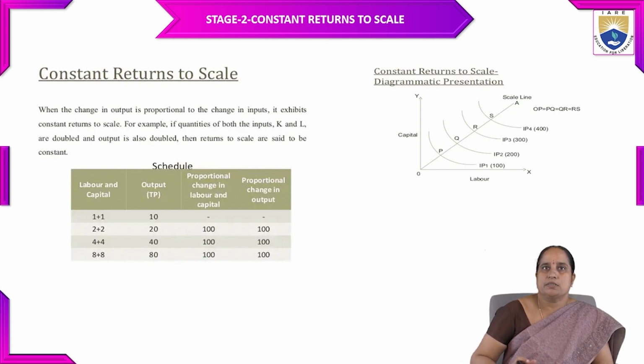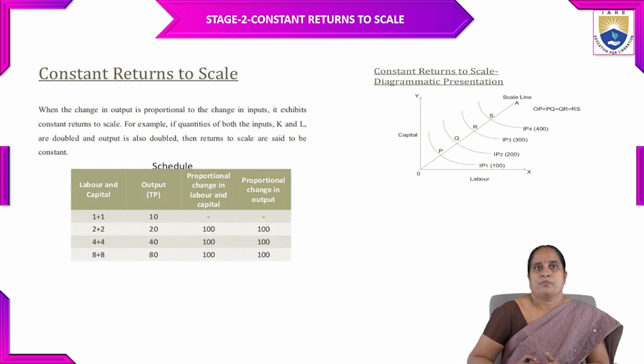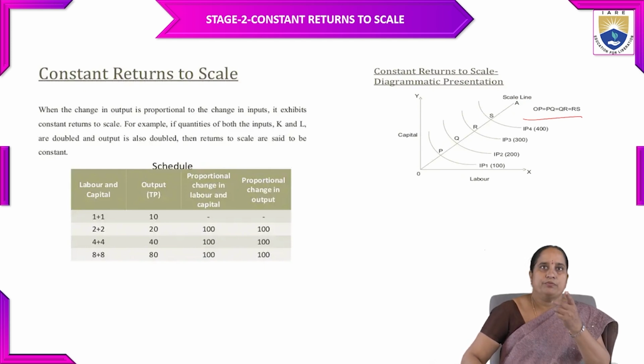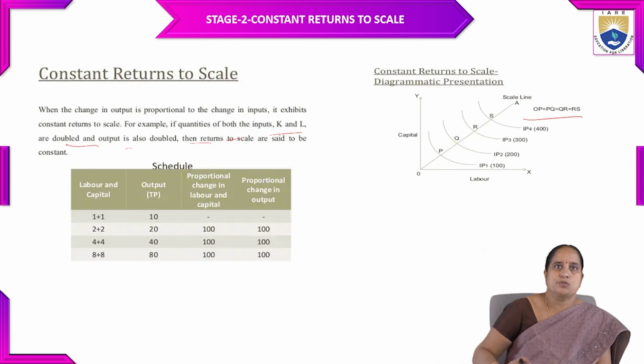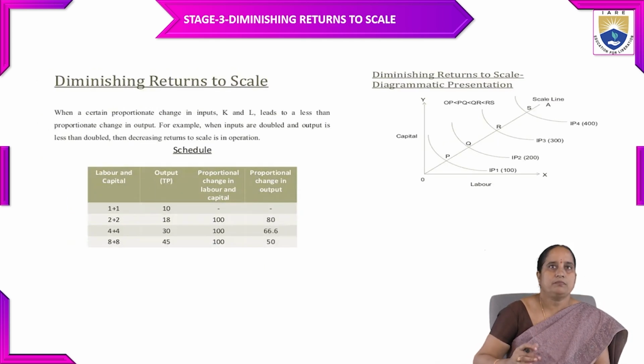But coming to the constant returns, whatever may be the combination of labor and capital, we maintain the same proportionate change in terms of input as well as in terms of output. So in this case, OP is equal to PQ is equal to QR is equal to RS. There is no change. If the quantities of both variables K and L are doubled, the output is also doubled. So this is said to be constant returns to scale.